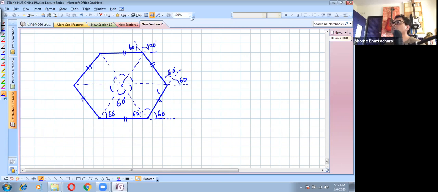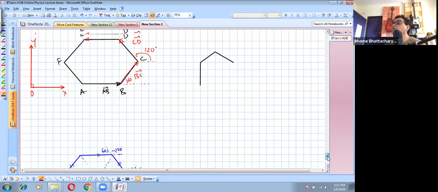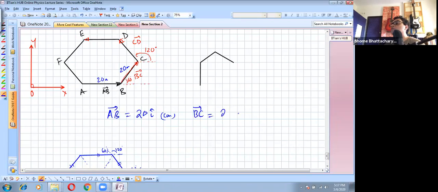So once you understand this diagram, now you can go back to your earlier diagram and understand how we write the components. So for example, the vector AB, this was a side length, how much? 20. So 20 centimeters each. So AB is just becoming 20 i cap. But what about BC? BC will become 20 cos 60 plus 20 sin 60.